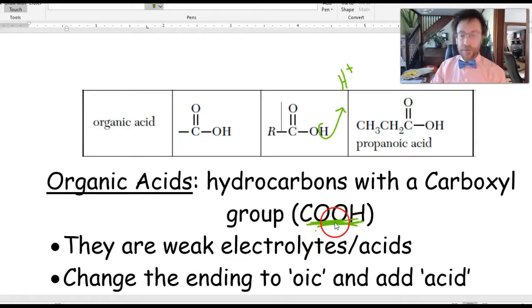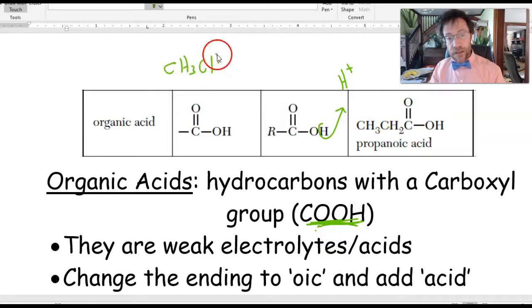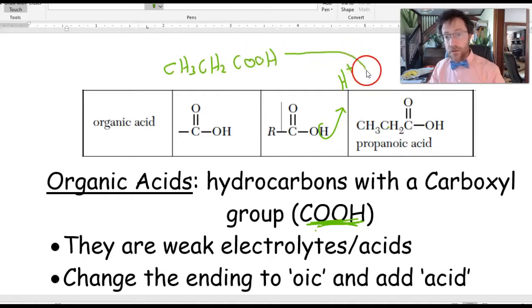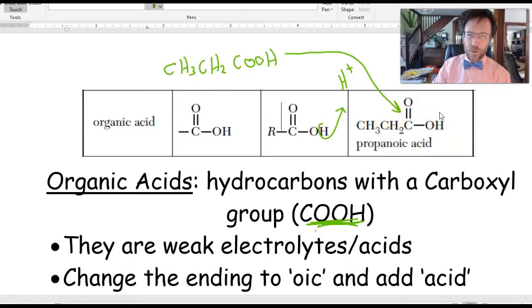This is right there. And in that condensed structural formula, it's like CH3, CH2. Usually it'll be written like this: CH3, CH2, COOH. That's how this is usually written. But in the reference table, they're writing it like that, just so that you're not fooled too easy. All right, so why is it an acid? Because this hydrogen right here breaks off into solution and forms a hydrogen ion. Therefore, it's an acid.